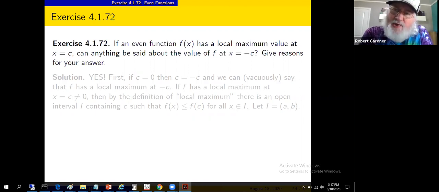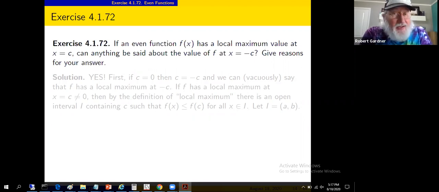Like a cosine function. A cosine function absorbs negative signs as well, property of cosines. So if we have an even function, f, that has a local maximum value at x equals c, can anything be said about the value of f at -c? Give reasons.